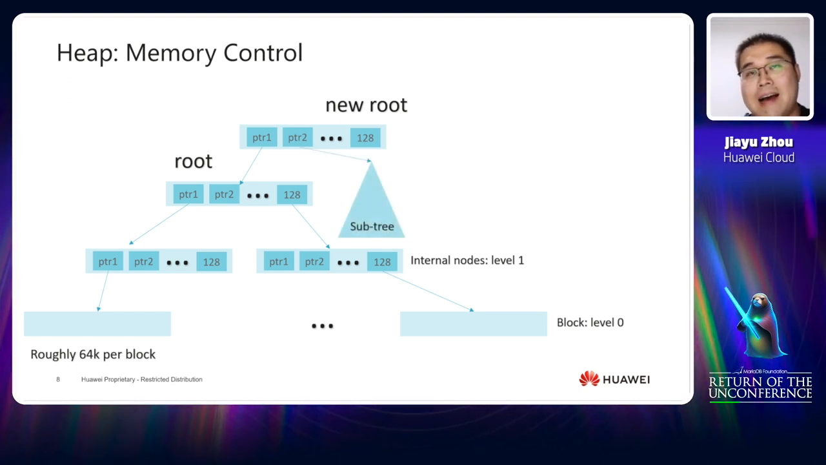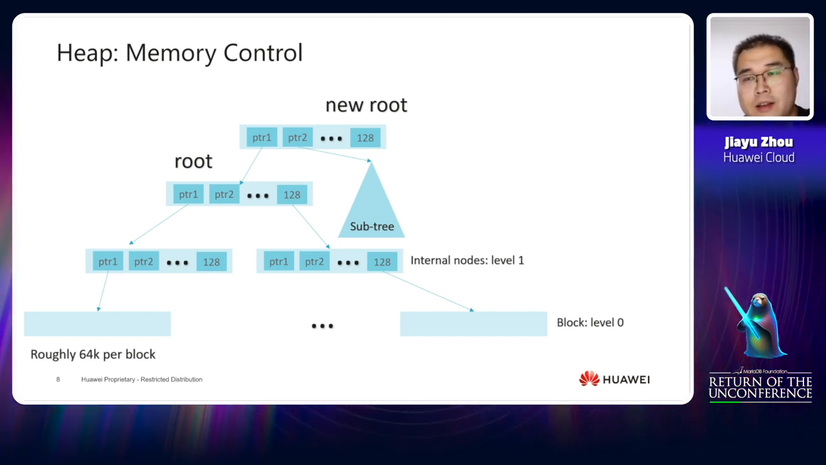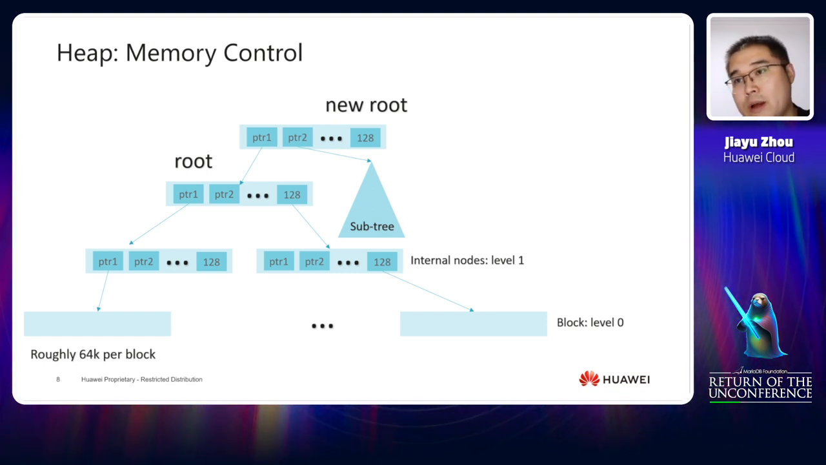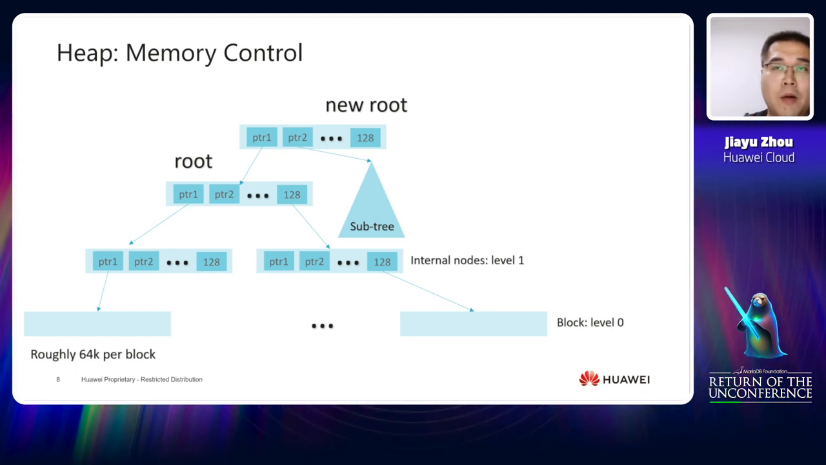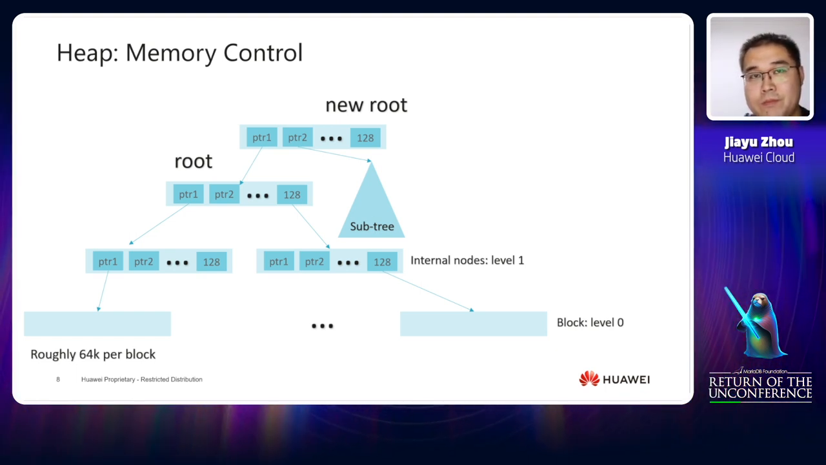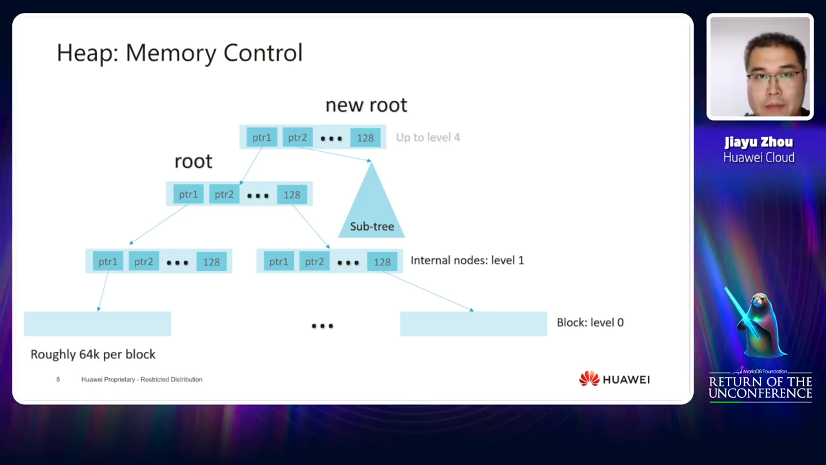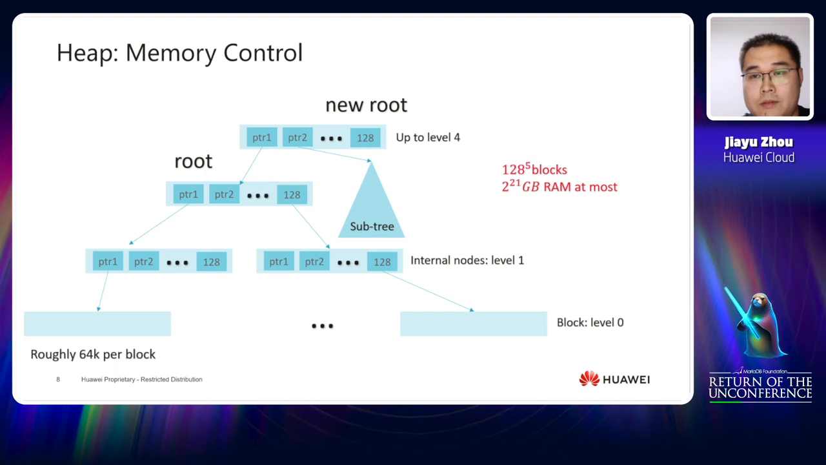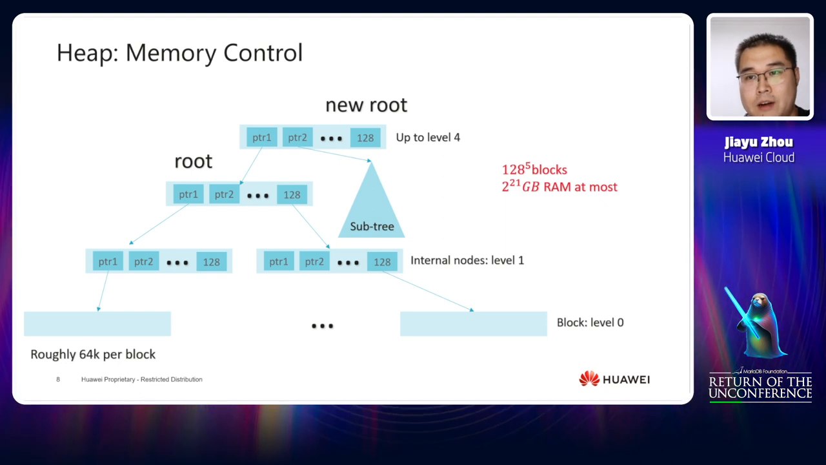And since there are at most 128 pointer slots for each internal block, there will be at most 128 to the power of 5 blocks, because the maximum height of the tree is 5. And at most 2 to the power of 21 gigabytes of RAM can be managed in total. And besides, both data and hash index are based on this structure.